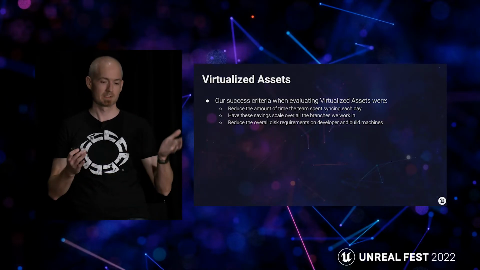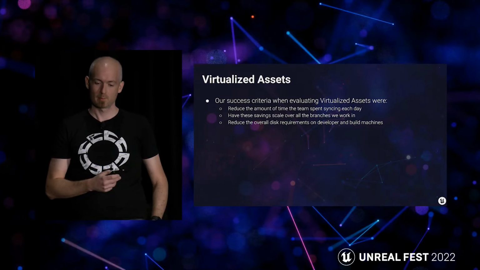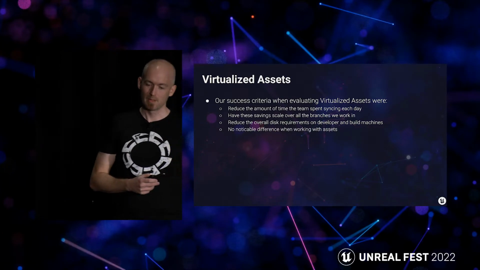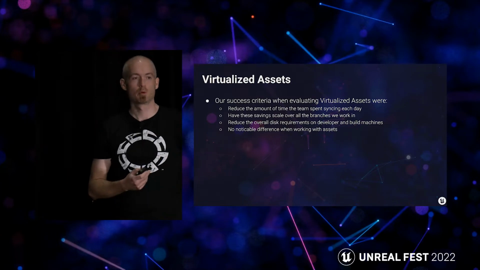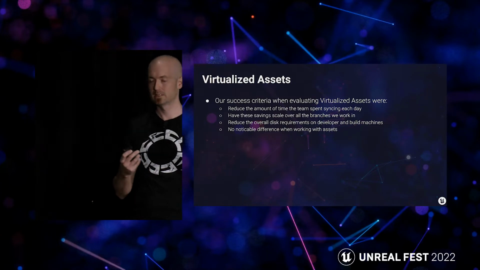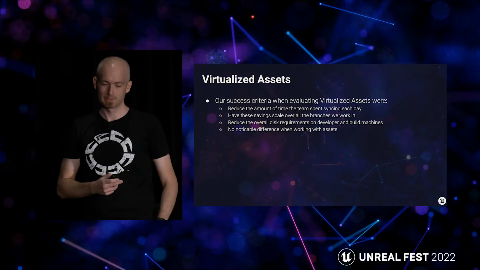We have a lot of branches. It's something that just kind of doesn't scale out very well for us. And we really wanted it to be not noticeable when people were working with assets. Like if it had a massive delay or lag, et cetera, it's probably not going to be good for people's workflows.